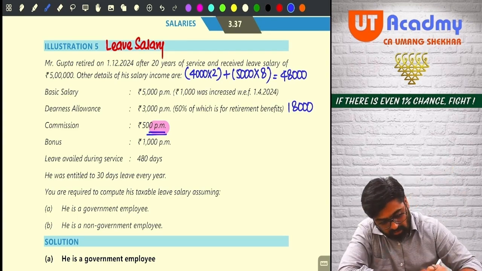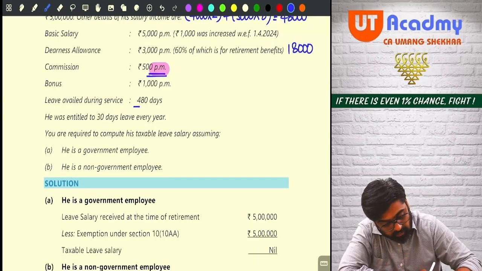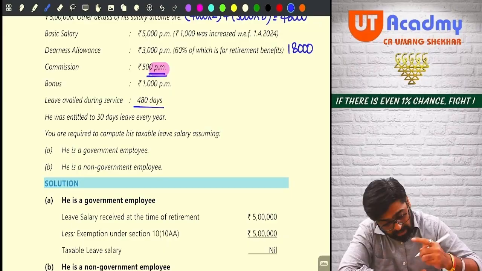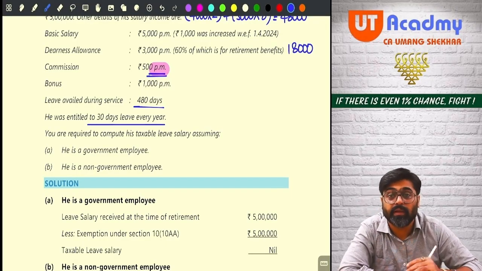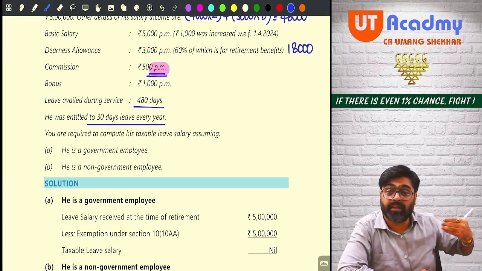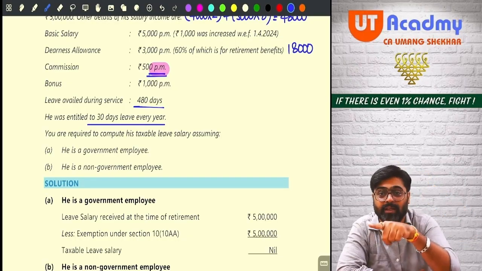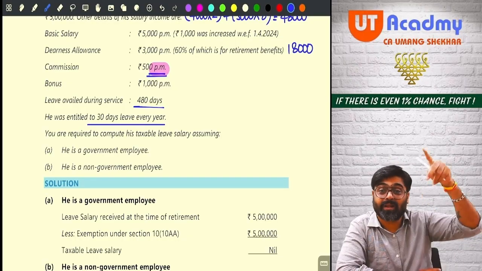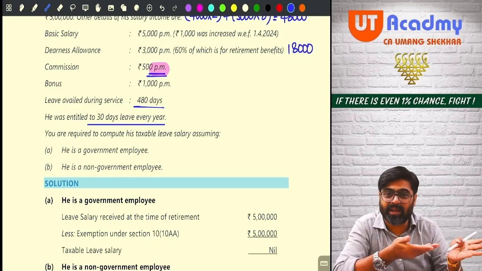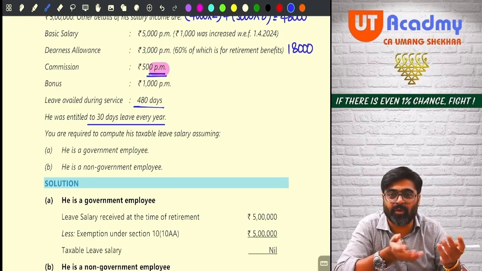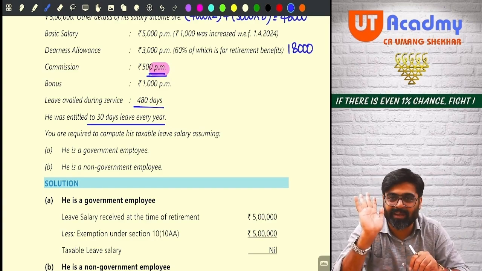Then you are getting bonus also. Leave availed during the service is how many days? 480 days. And your employer was giving you 30 days leave every year. Leave entitlement means the employer was giving 30 days every year. So as per employer's rule, 30 days is there. As per IT rules also 30 days is there. Whatever leave credit will come, in both cases it will be the same, no? No need to make two calculations, make one calculation only.